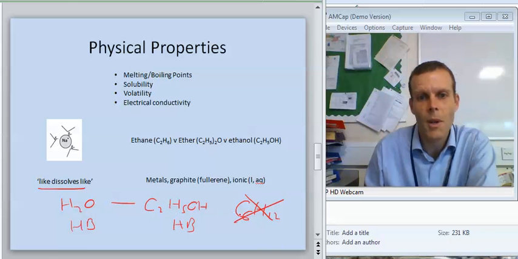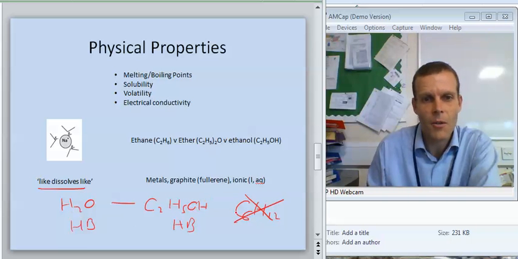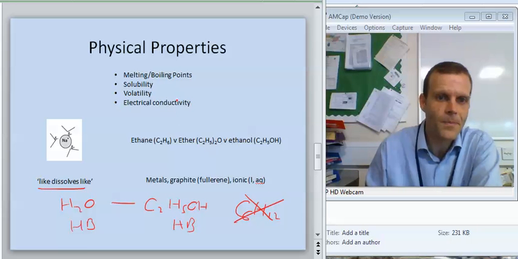So oil and water won't mix, because this will keep doing London forces with itself, this will keep doing hydrogen bonding with itself, and they're not going to be interacting and mixing together. So that's where that saying like dissolves like comes from.